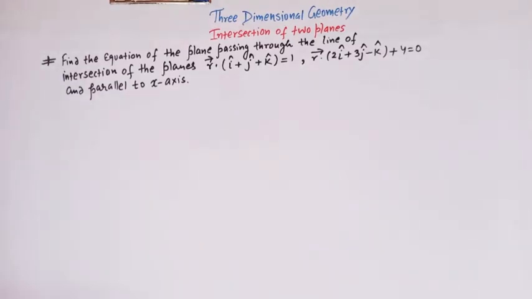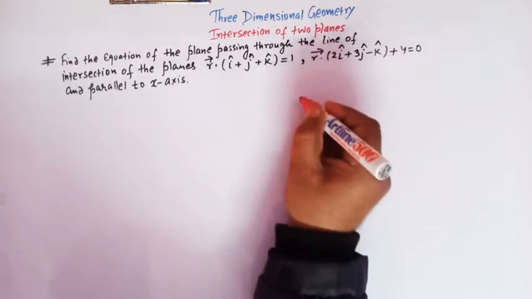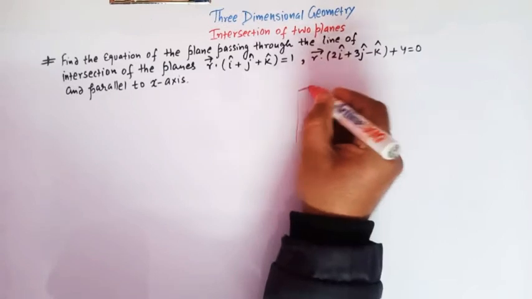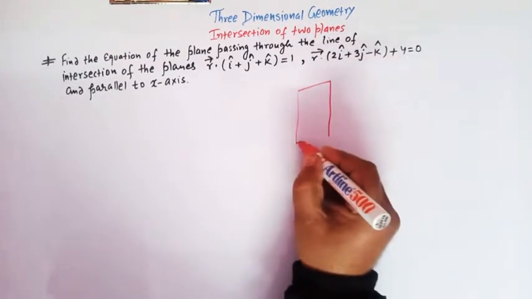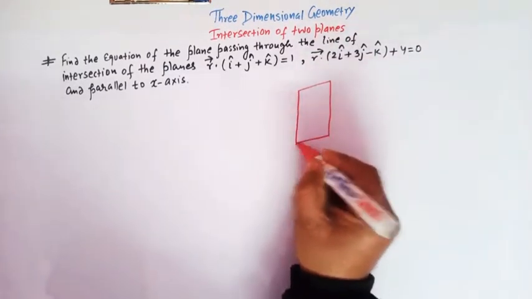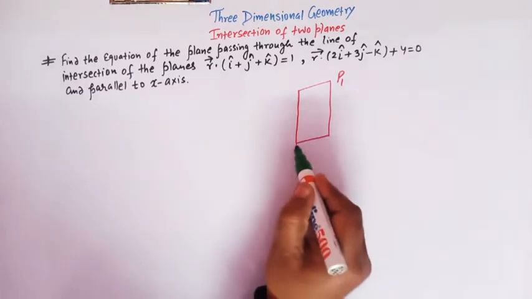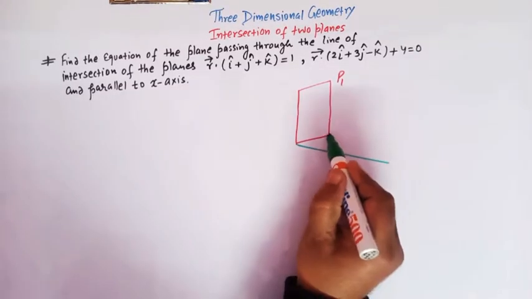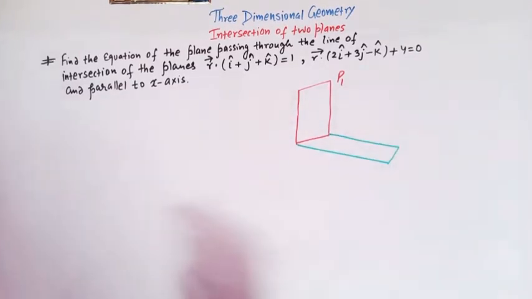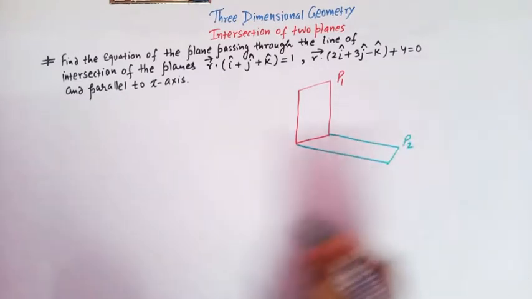So let us first quickly revise the concept of intersection of two planes. Now suppose we have a plane like this, and let us take this plane as plane P1, and let us take another plane, say here we have the second plane. Now this is plane P2.